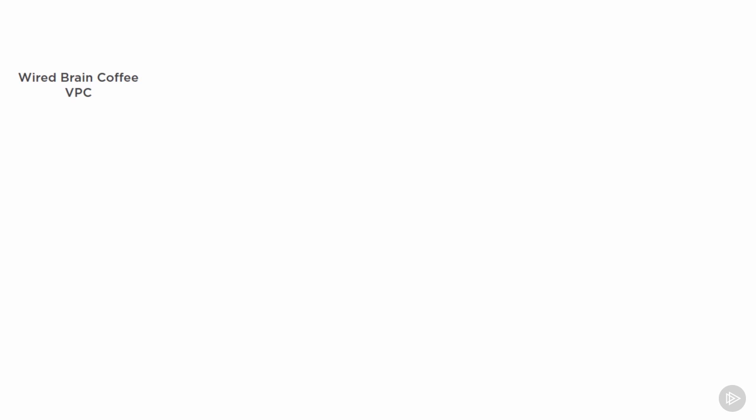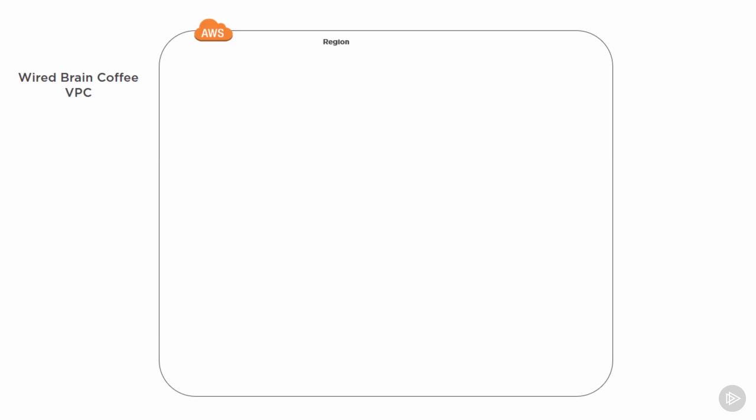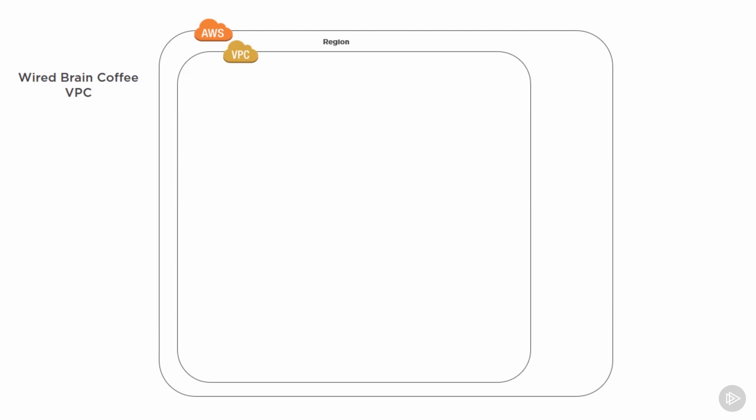So what I've done here for the Wired Brain Coffee VPC design is we're going to select a region. In that region, we're going to create a VPC. Now, for the VPC, we have to select a CIDR block. So for me, the CIDR block is going to be 192.168.0.0 with a /16. Now, inside of the VPC, we're going to create multiple subnets.